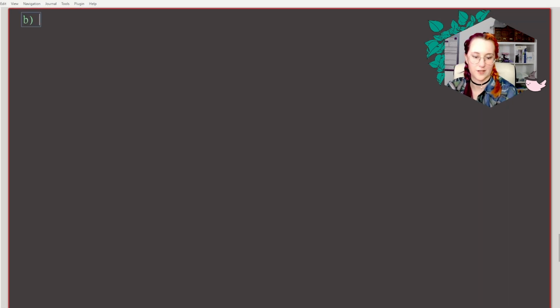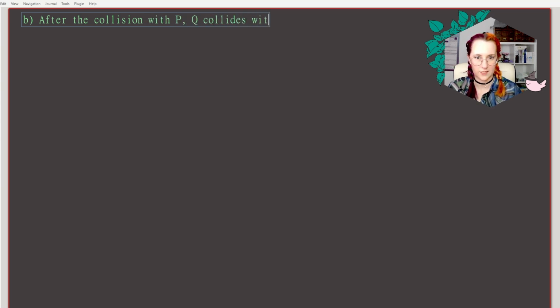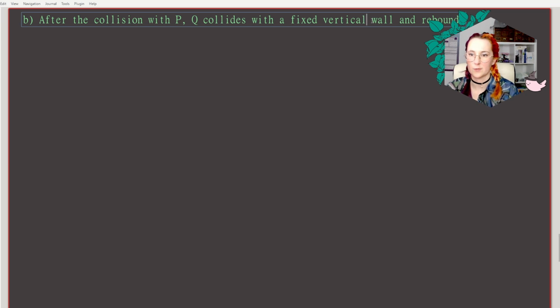Part B of that question then is after the collision with P, Q collides with a fixed vertical wall and rebounds. How much space do I have to write there?